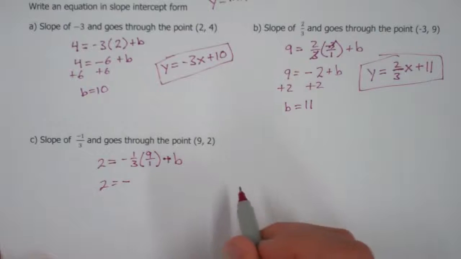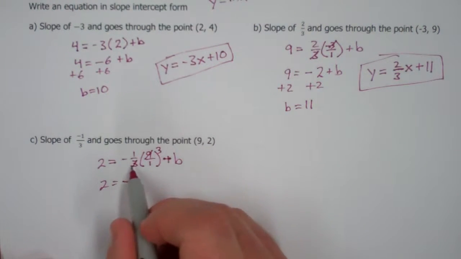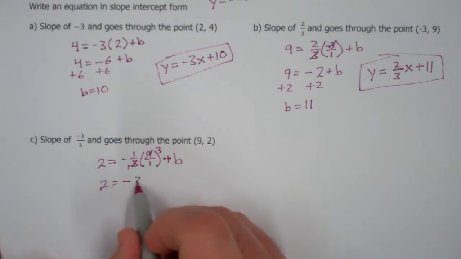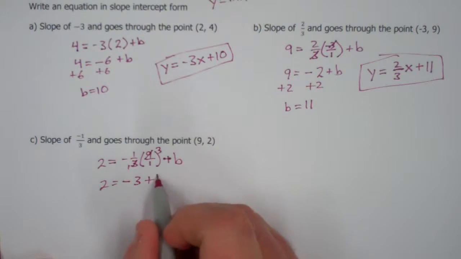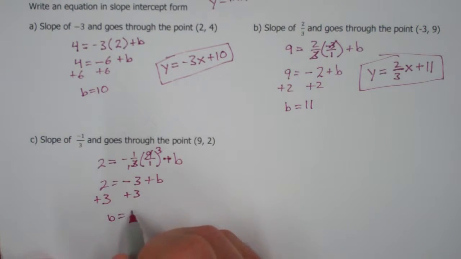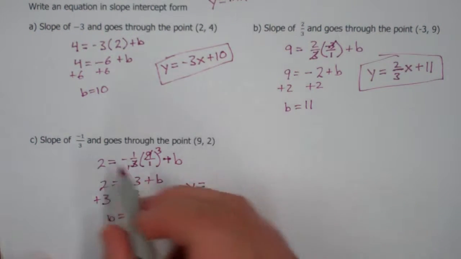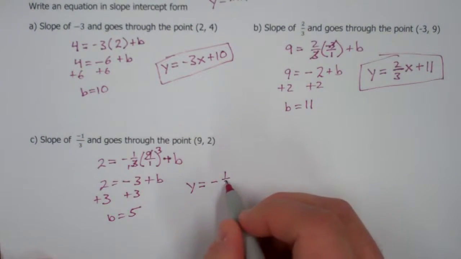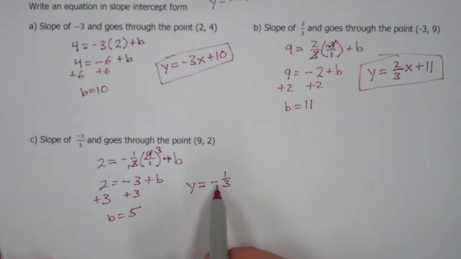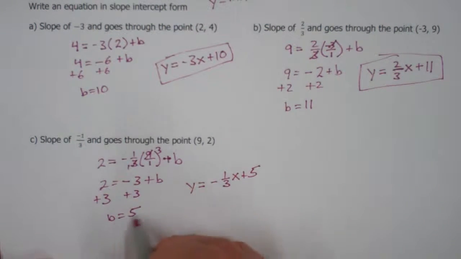Negative times a positive is a negative. We've got 9 over 3, so 9 divided by 3 is 3 over 1. And this will all boil down to just -3. We can add 3 to each side, and b will be 5. Writing the equation in slope-intercept form, our slope is -1/3. When there's only one negative sign, I prefer to write that out front. The x will go just to the right, and we'll write the plus 5 here.